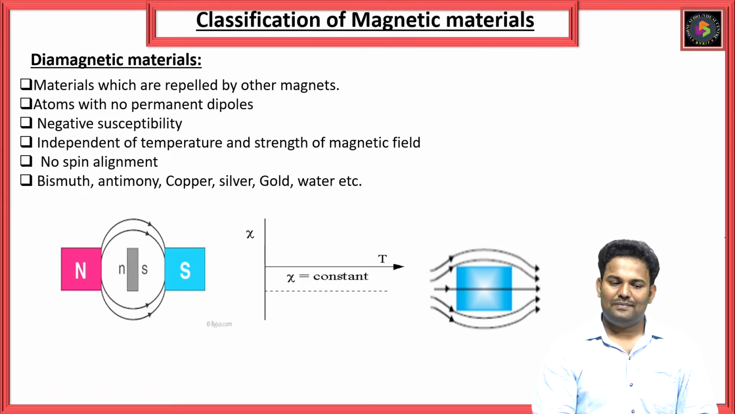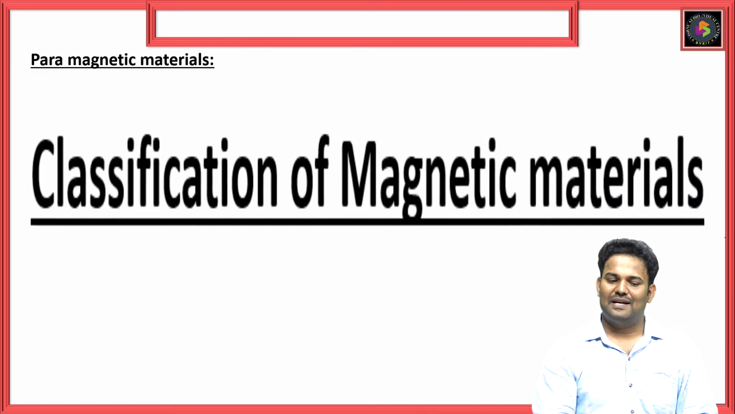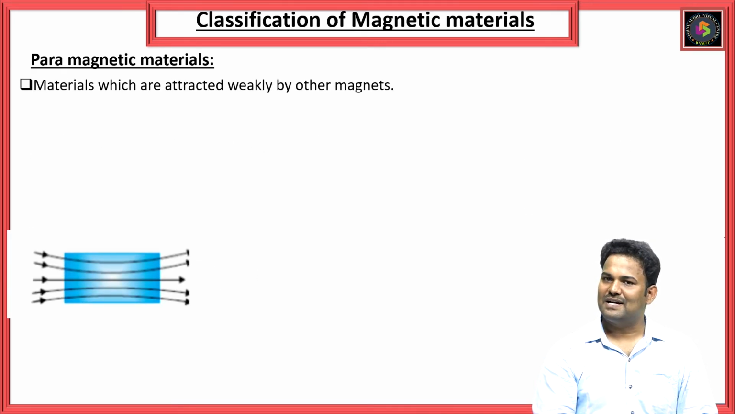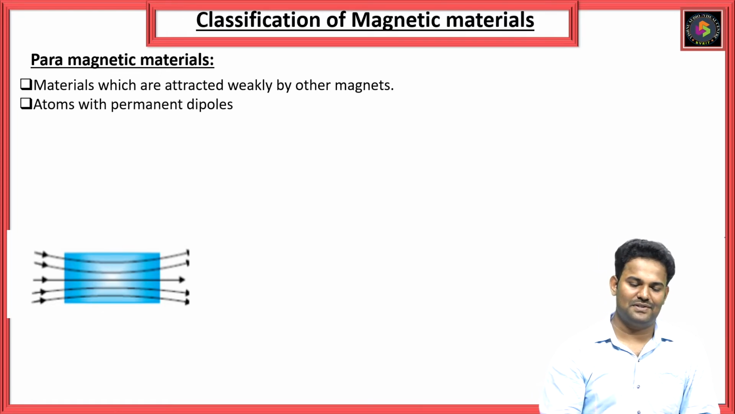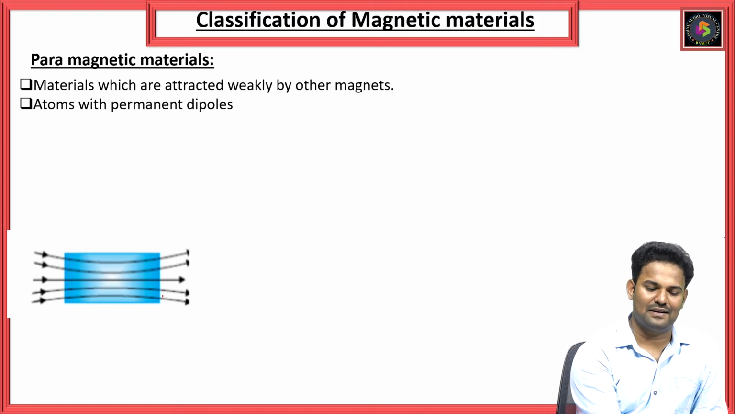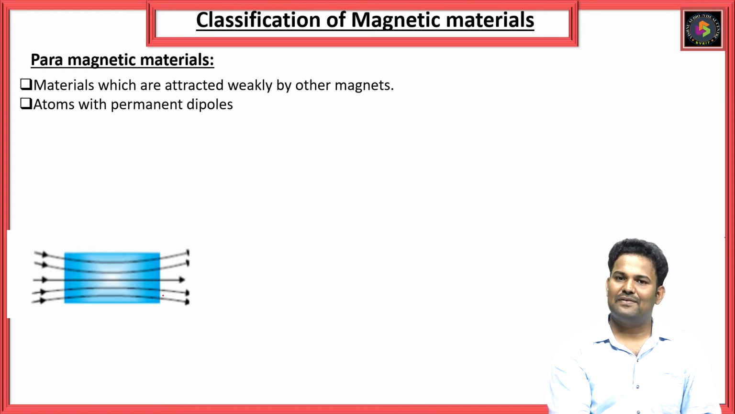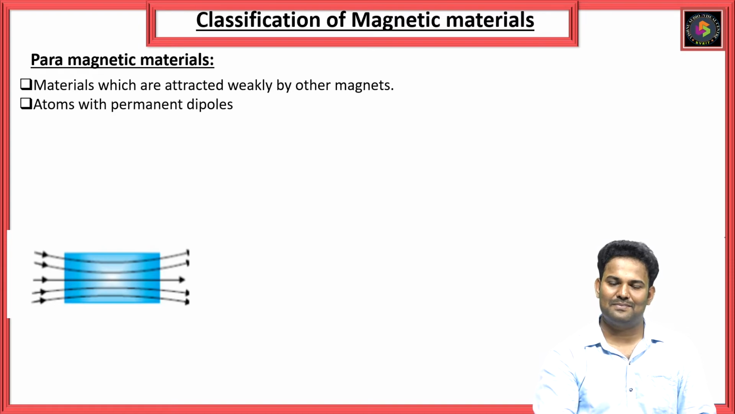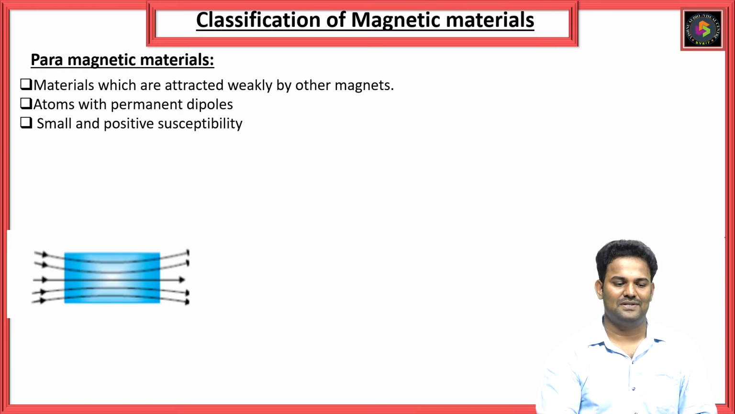Coming to the paramagnetic materials, they are the materials weakly attracted by magnets. The weak attraction by a magnet is known as a paramagnetic substance. If you see the diagram, the material is attracting the magnetic lines, since the atoms have permanent dipoles. As I told you previously, copper is an example of paramagnetic nature. Paramagnetic nature is attracted, but with a much weaker attraction compared with ferromagnetic nature.